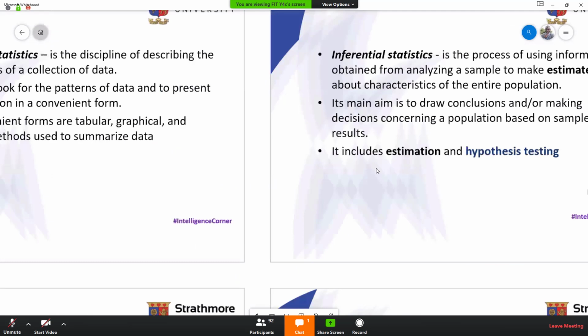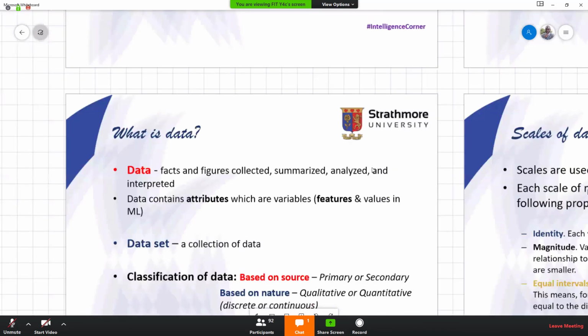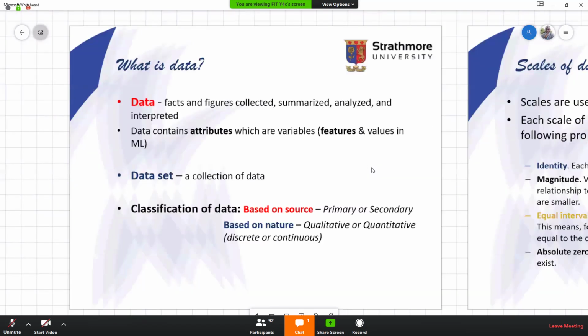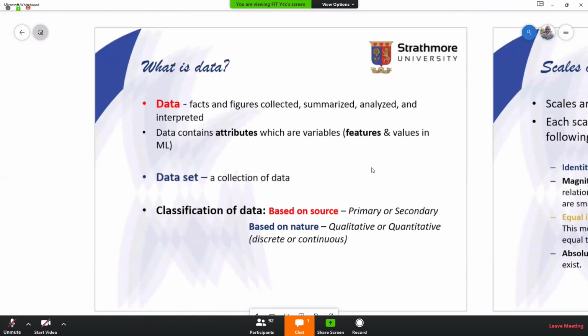So very fast, what is data in statistics? Because it's the science of data. Data are facts and figures, of course. Then data contains attributes. These attributes, you're going to call them features in AI. Then you can have a group of data that is now called a data set. It's a collection of data.